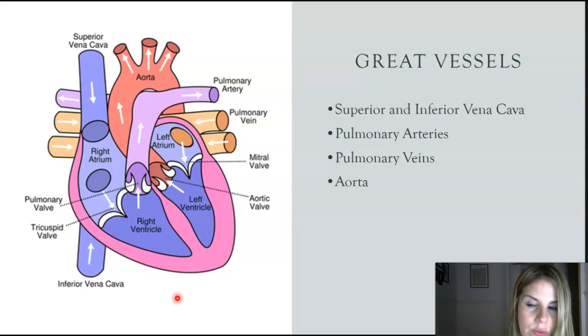So, a reminder of what we're going to be talking about in terms of anatomy. We're going to be focusing mainly on the four chambers, which are made up of the right atrium, the left atrium, the right ventricle and the left ventricle.